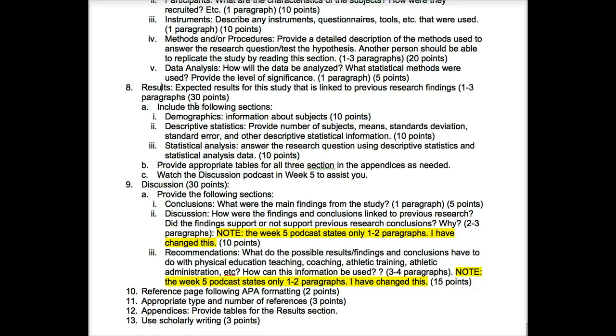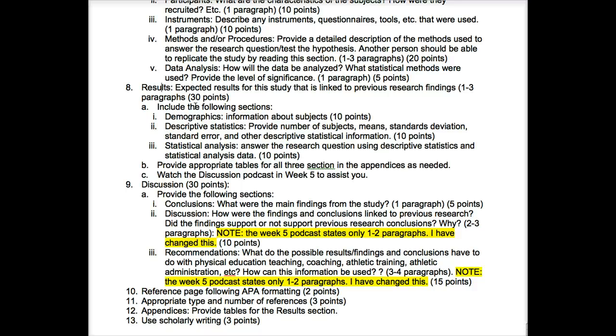You have descriptive statistics. This is where you're going to provide the number of subjects. You're going to provide the mean value, standard deviation, standard error, and other descriptive statistical information. After this, you're going to have the statistical analysis section where you're going to provide me with the research question that you wrote in Chapter 1, and then you're going to answer the research question using statistical analysis and the descriptive statistics. Now, I have a podcast or a lecture about this, so I expect you to watch that discussion podcast that I have in week 5 to help you with this.